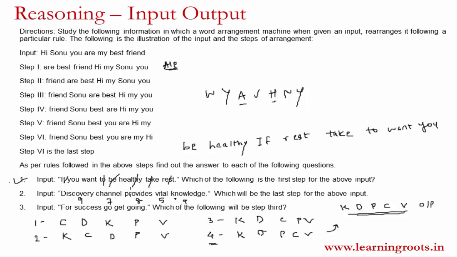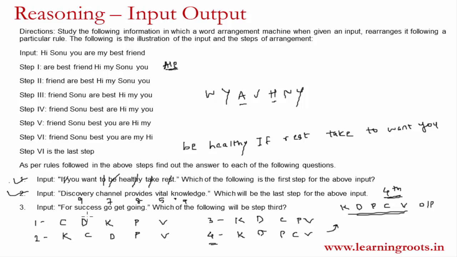After that discovery will be present here, D-I-S-C-O-V-E-R-Y, a 9 letter word again but starting with D, so that is the second position. Third position is provides, an 8 letter word. Channel, which is a 7 letter word, and finally vital, which is a 5 letter word. So the last step for the above input will be nothing but the fourth step. Okay, so that is how you will solve this question.